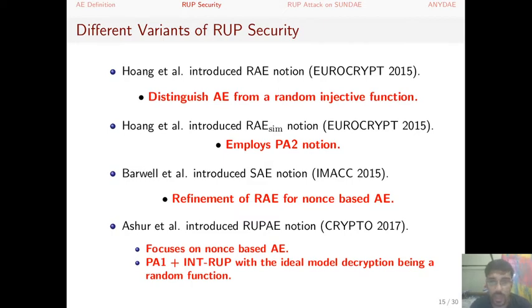In Crypto 2017, Ashur et al. introduced the RUP AE notion, the RUP authenticated encryption notion. It basically focuses on nonce-based AE, and it says that an authenticated encryption scheme is RUP AE secure if it is PA1 secure as well as INT-RUP secure, where the ideal model decryption is a random function.